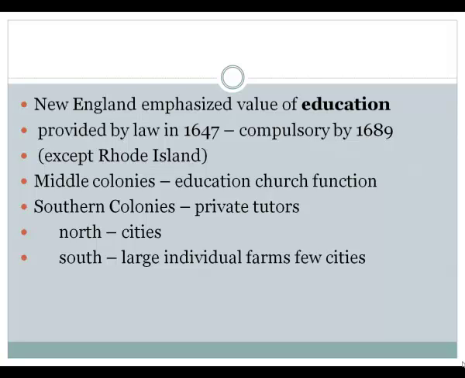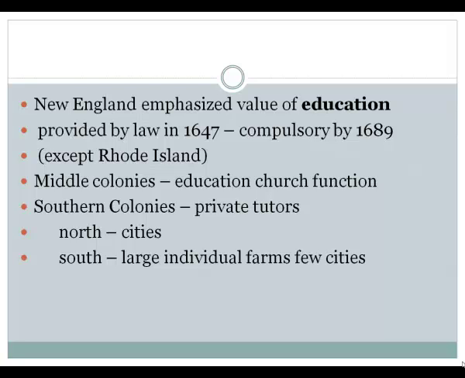But disregarding all that for a few minutes, overall, New England is the one that's going to emphasize the value of education. Prior to this time in Europe, education was not seen as anything that was necessary. The only people that needed to be educated were the priests, maybe, or the monarchs. And you didn't need to know how to read and write to birth children or plow a field. But by 1647, education was provided by law in the New England area, and it became compulsory in 1689. You could actually be punished if you didn't educate your child, except in Rhode Island.